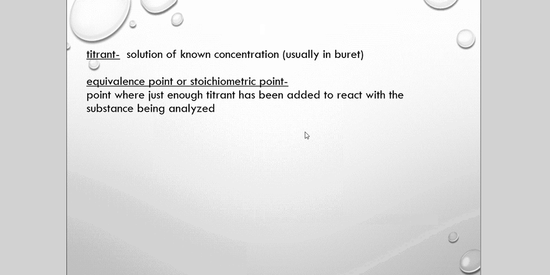The titrant is the thing you know the concentration of. It's usually in the burette. Your equivalence point, or stoichiometric point, is a mathematical point at which just enough titrant has been added to react perfectly with the thing being analyzed. So at the stoichiometric point, you have virtually zero reactant left, and you have all product.